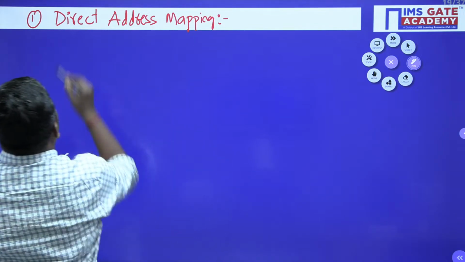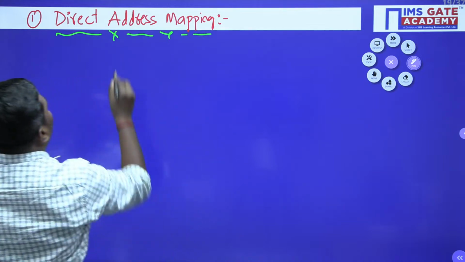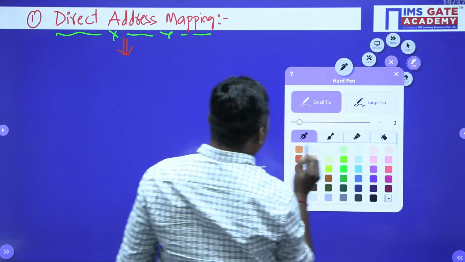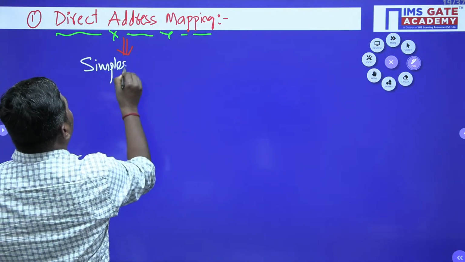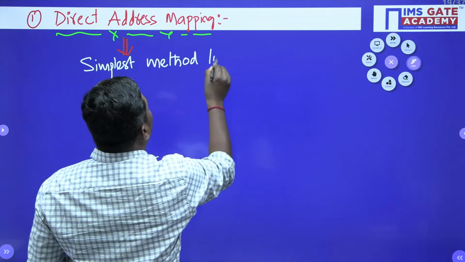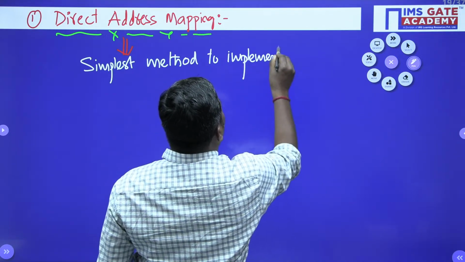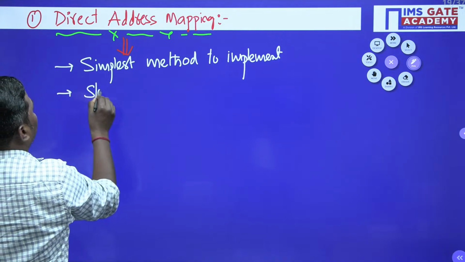Direct address mapping. Let us understand clearly how this direct address mapping scheme works. It is the simplest method to implement. But the problem, please understand, is that it is a slow mechanism.